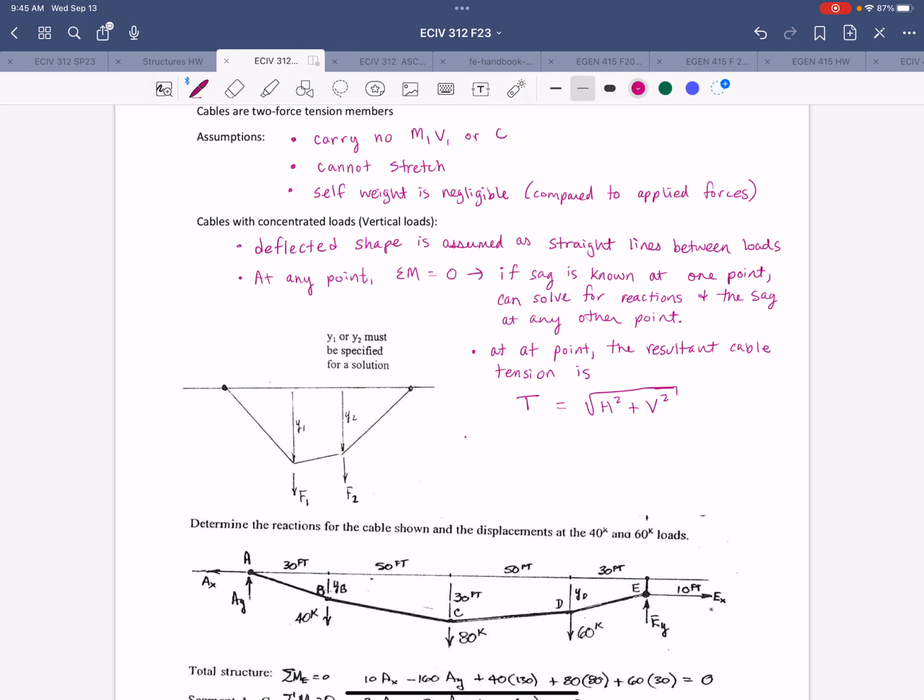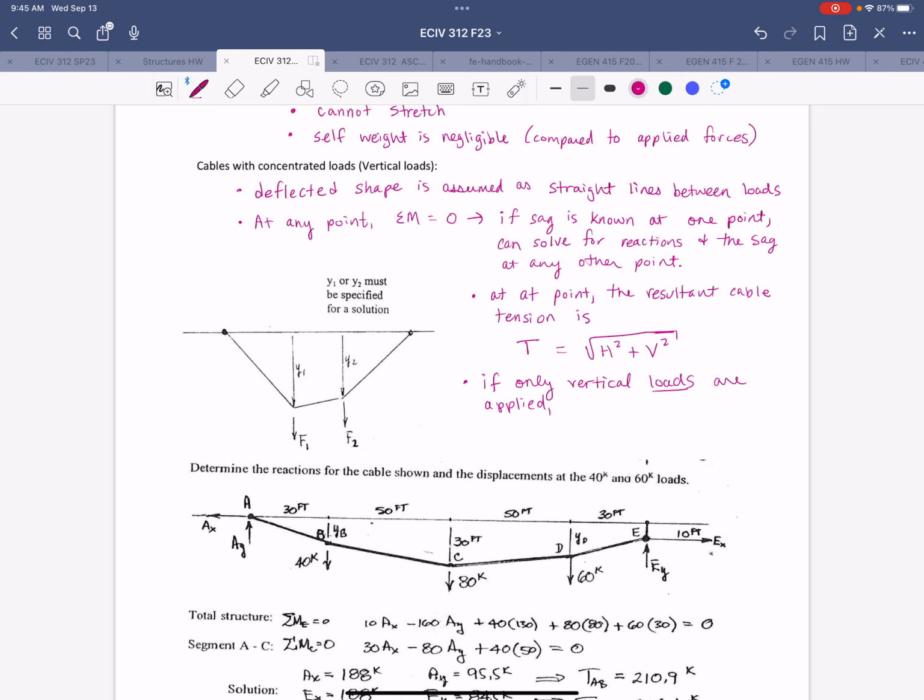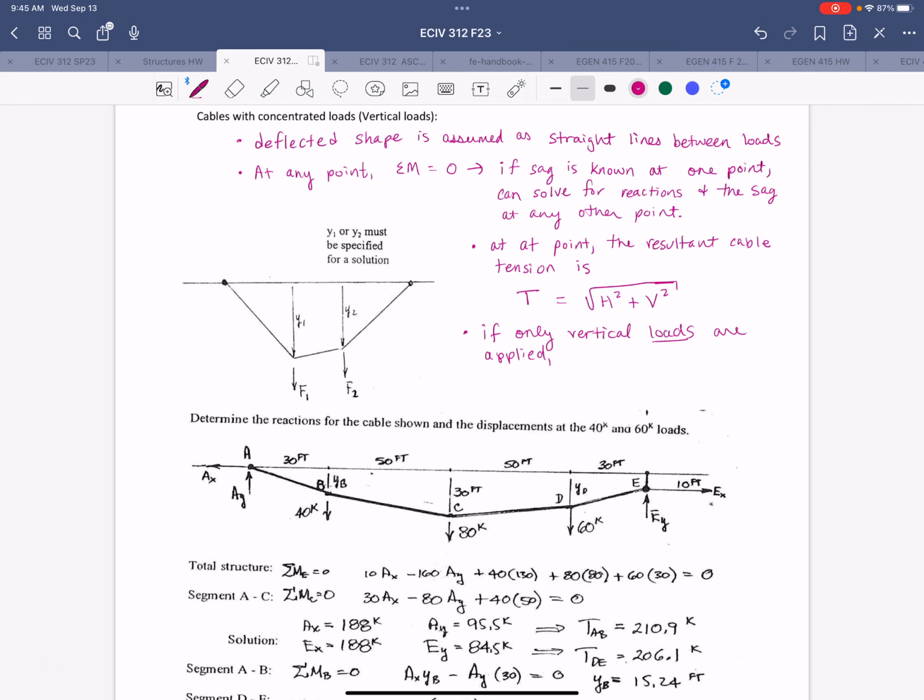So if only vertical loads are applied, there's still going to be a horizontal component in the cable tensions, of course, but that horizontal component will be the same in every cable tension, or in every cable segment, right? Say it is constant across all segments.